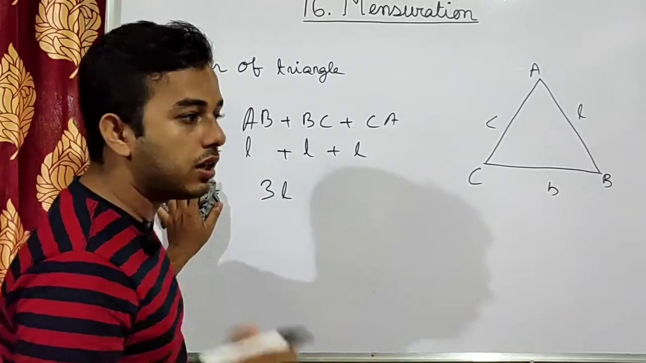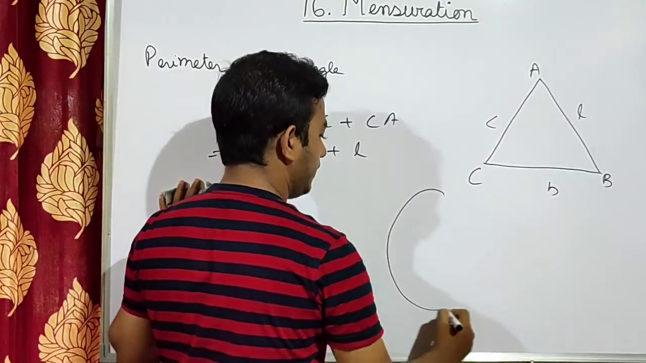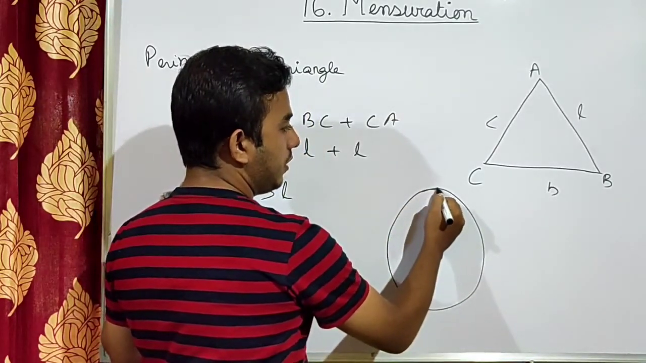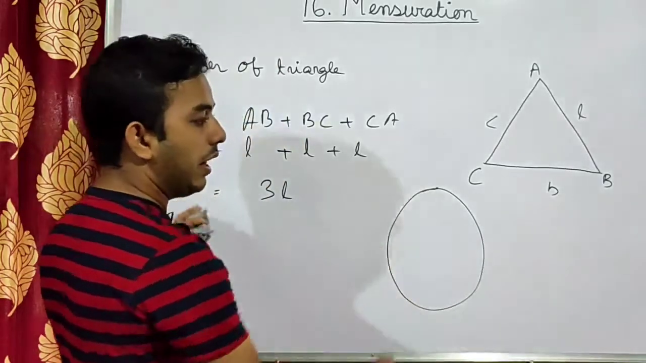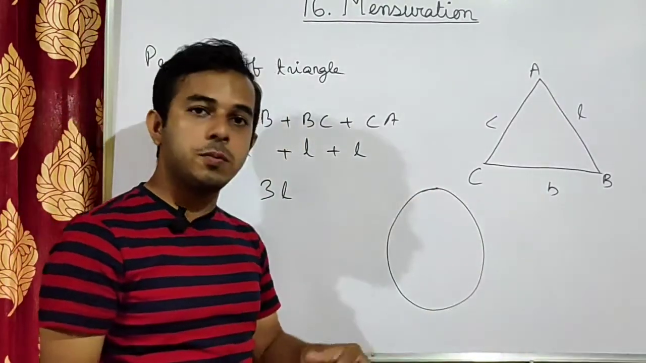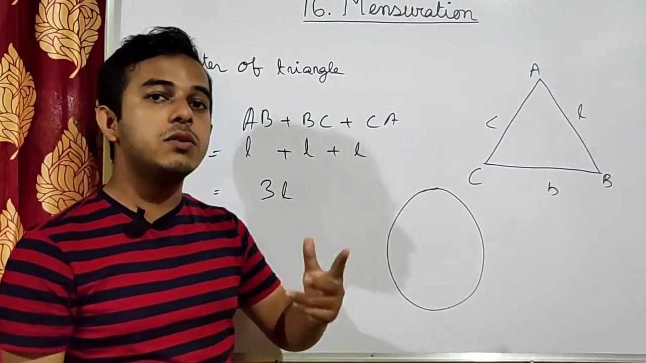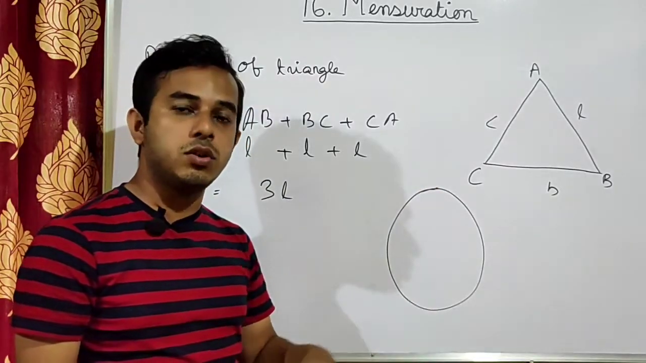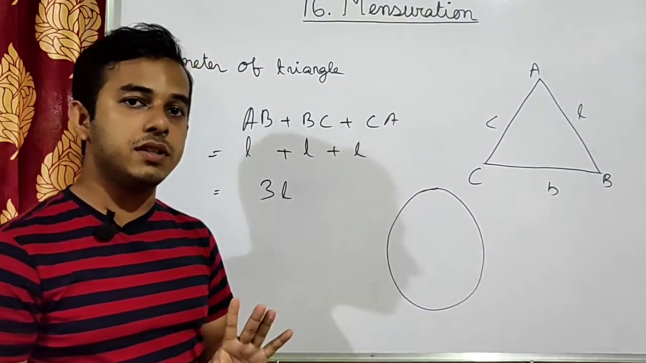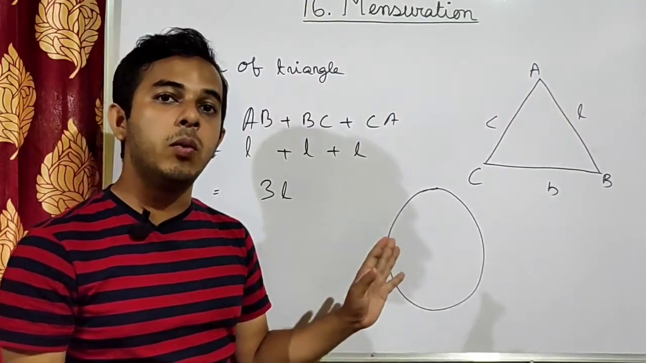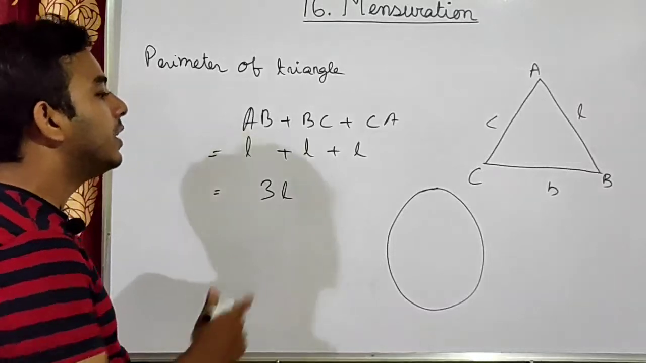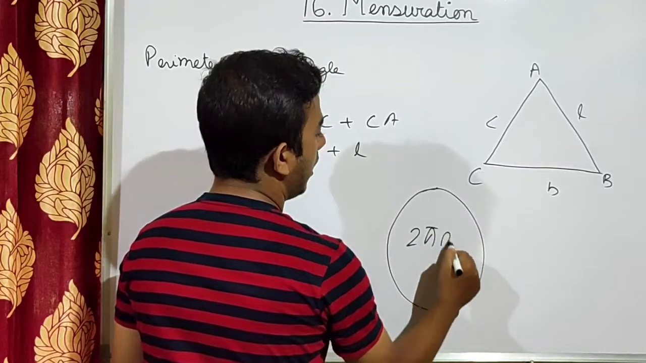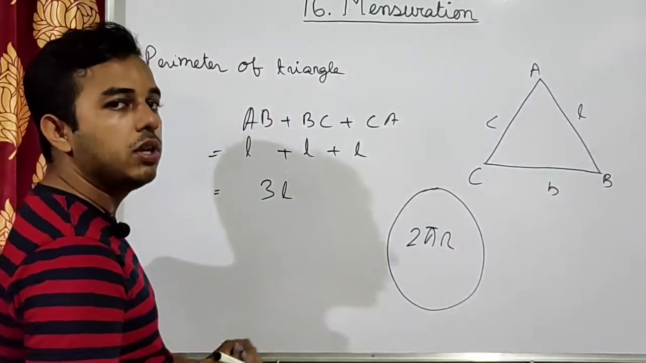Let me tell you, in the case of a circle, for example, this is a circle, right? What is the name of its total length? It is not perimeter, it is circumference. But the thing is the same. The length of the boundary of the circle is known as circumference. It is not known as perimeter. Remember this thing. Perimeter and circumference are similar words. Its circumference is 2 pi r. When we come to the circle, we will discuss how this 2 pi r came.